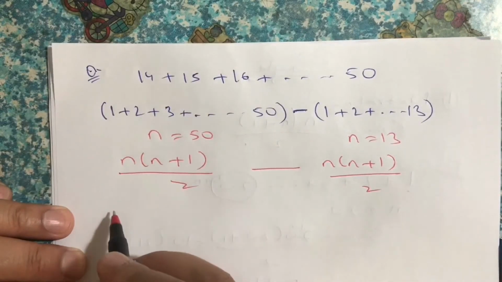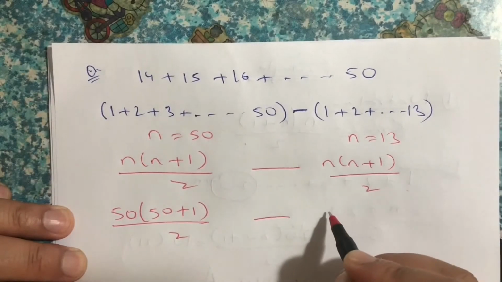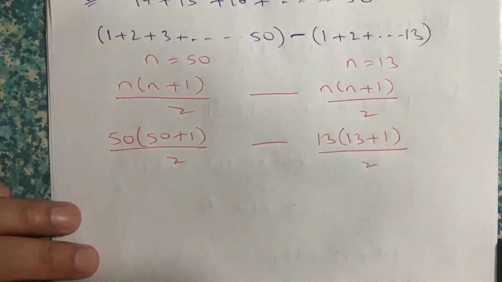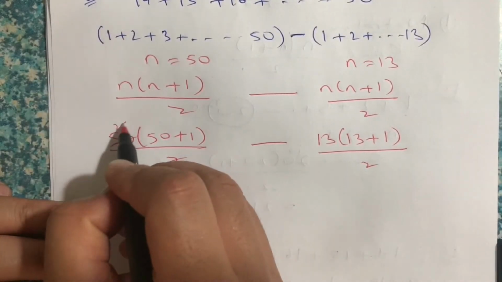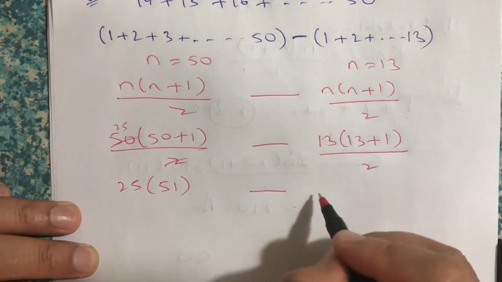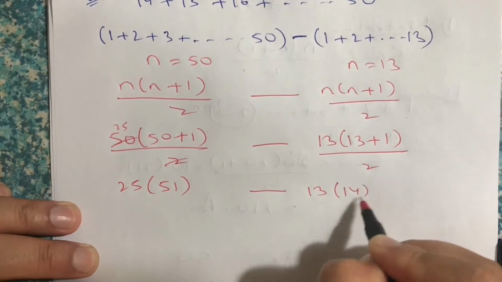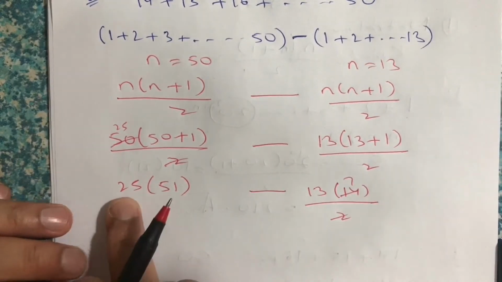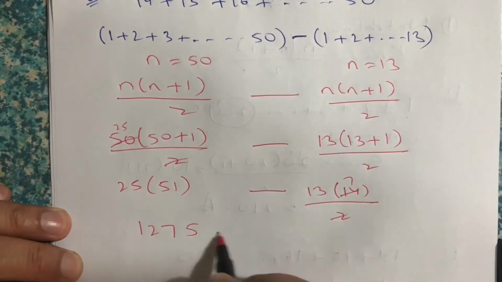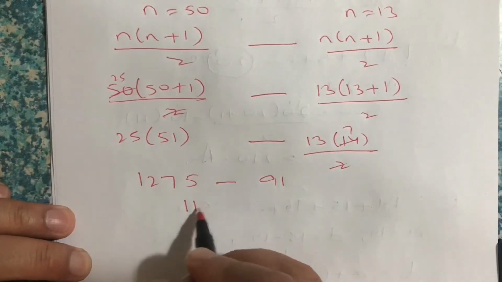So over here, what is the n? Over here n is 50, and we'll do 50 into 50 plus 1 divided by 2, minus, over here what is n? n is 13, and we'll do 13 into 13 plus 1 divided by 2. So if you want, you can cancel to get 25 into 51, minus 13 into 14 by 2. They can be cancelled. So we have 25 into 51, that gives me 1275, minus 13 into 7 gives me 91. And the answer comes out to be 1184.